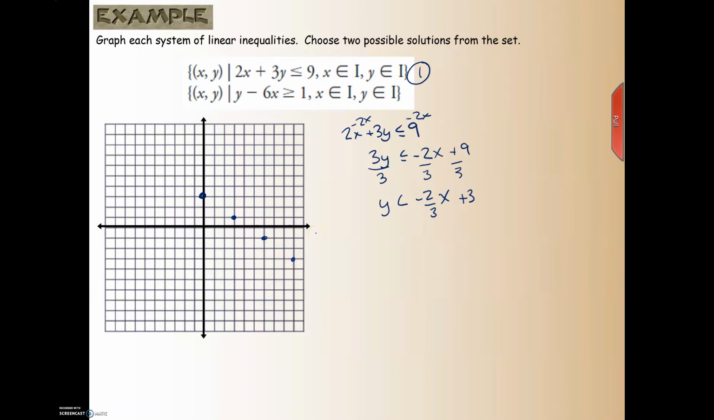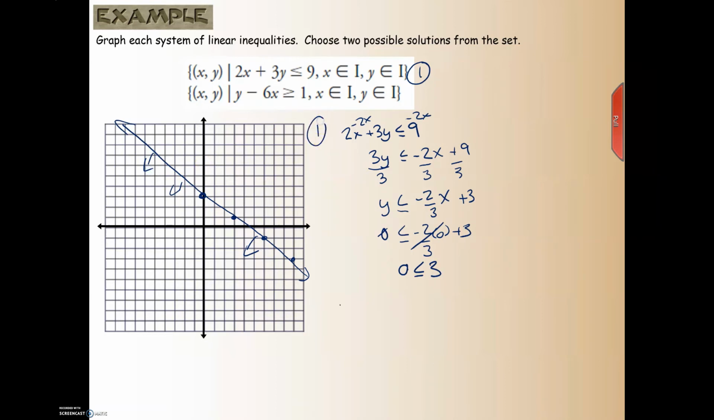Now this line is going to be a solid line because it's y is less than or equal to. So I'm going to make my line. Good. Where do my answers lie? Well, I'll test a point. So I'll test 0, 0. And I get that 0 is less than or equal to 3, which is true. So I'm below the line.